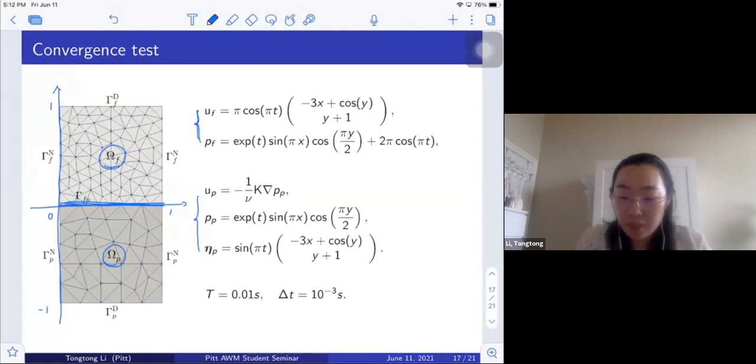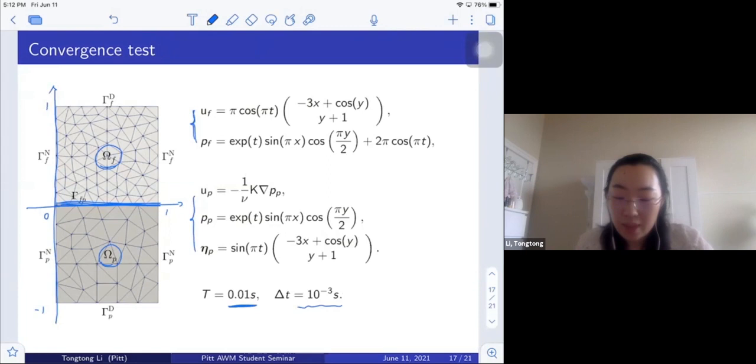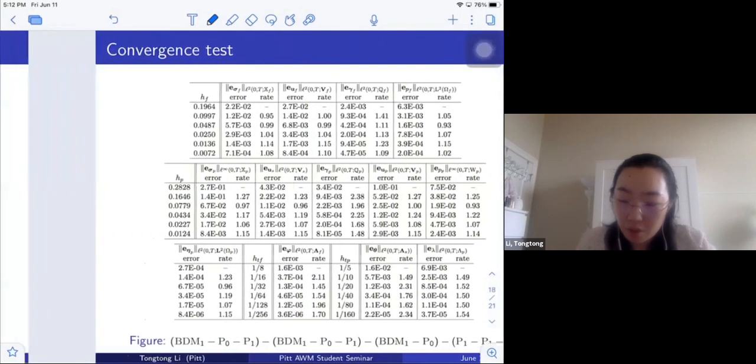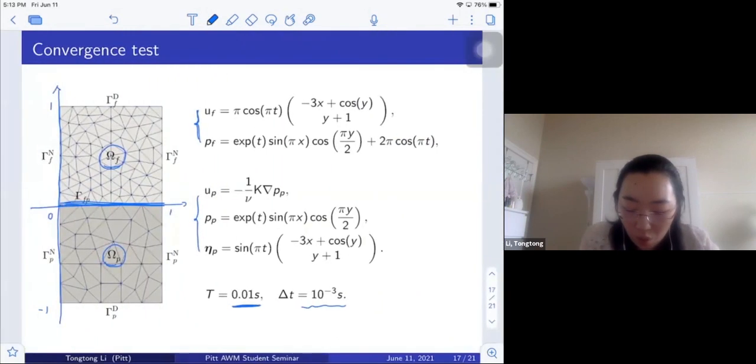The total simulation time here is 0.01 seconds, and we take the time step to be 10 to the -3 seconds. Note that we take the time step to be sufficiently small because we do not want our time discretization error to affect our convergence rates. And now here is a table. One thing that I didn't mention is that in our theoretical part, our error analysis does not restrict the setup to matching mesh sizes for the Stokes and Biot.